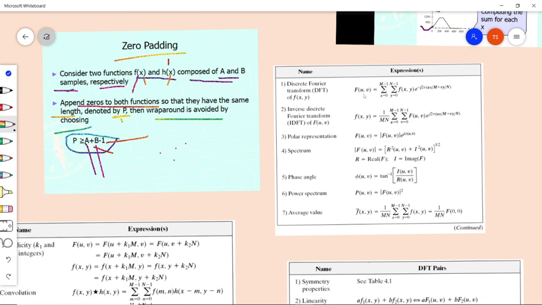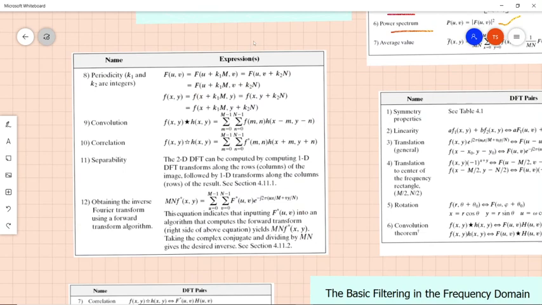Now see the summary of the DFT. The discrete Fourier transform is represented by this formula, which we will discuss. The inverse DFT is represented with this formula. The polar representation is this one, the spectrum representation is this one, the phase angle is this formula, and this one is the power spectrum. Then the summary of all the DFT equations I am showing here.